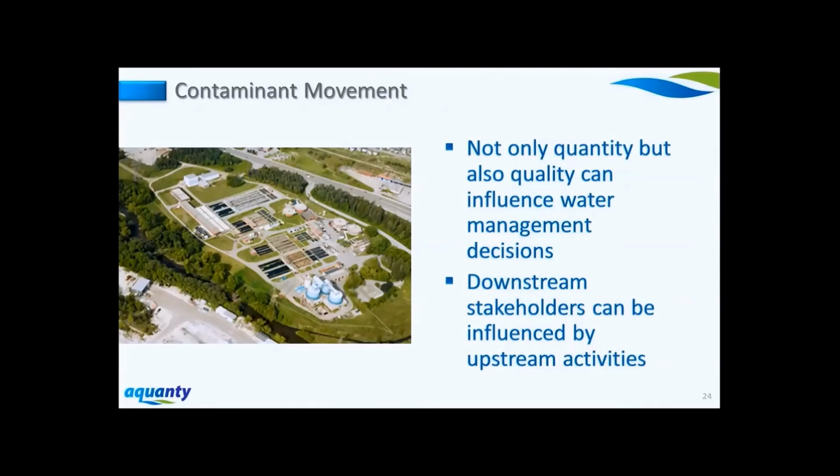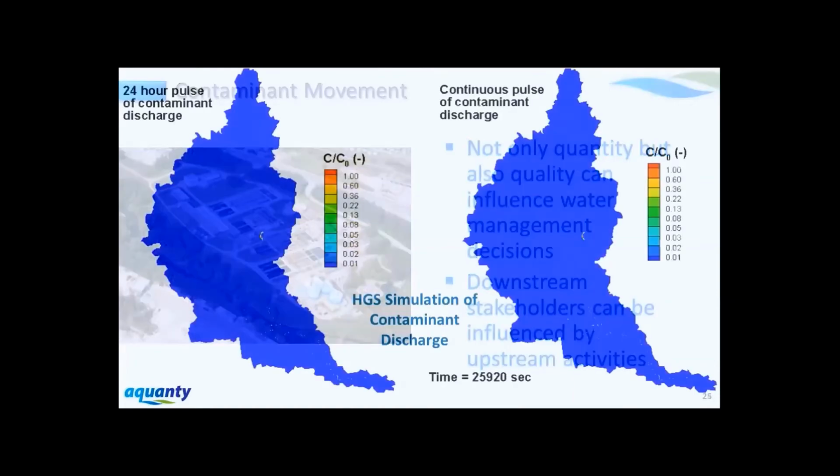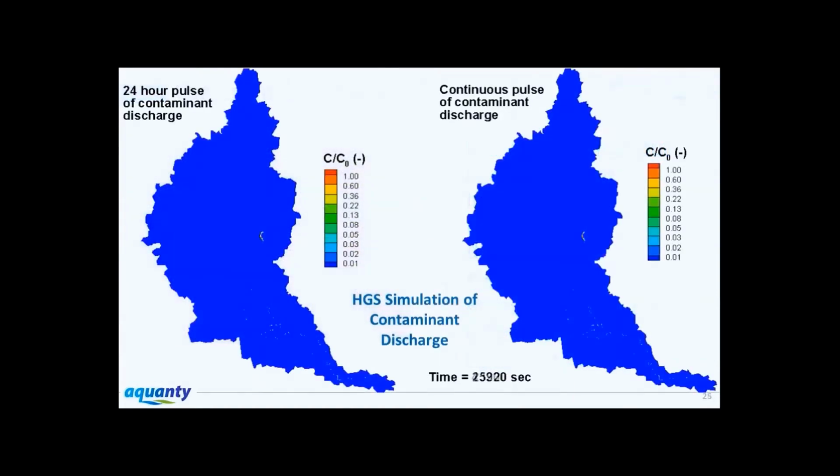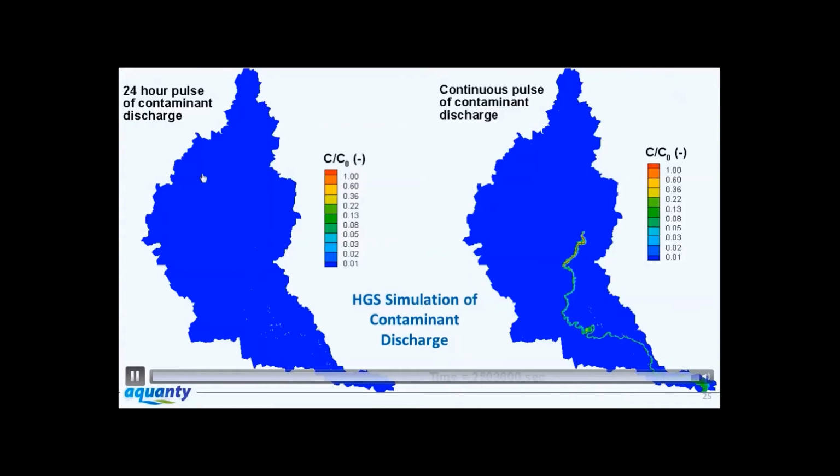So what we're going to see here is how HydroGeoSphere can be used to track the cumulative loading of different constituents that may be emitted from facilities like wastewater treatment plants or also agricultural inputs. So here are the simulation results. And what we're looking at here on the left is a pulse discharge from the wastewater treatment plant that's located near the middle of the watershed.